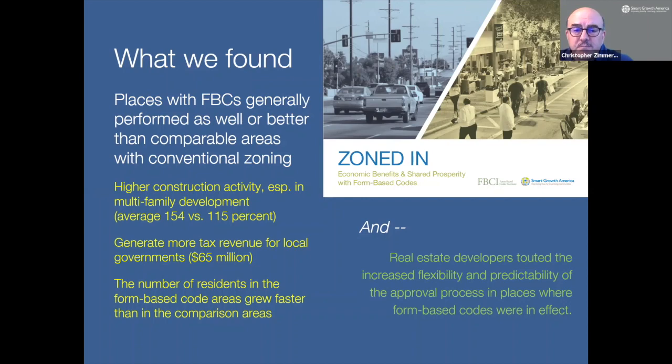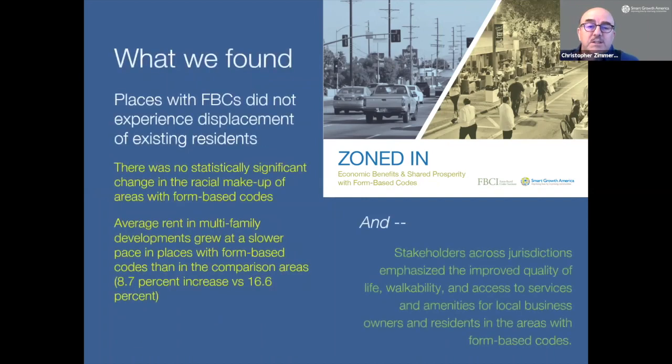So it seems that they were doing the things they were intended to do in terms of, at least in development terms. On the equity side, again, we had this question of, so what's the effect on existing residents? And what we found in these 4 cases was that there was no statistically significant change, in particular in the racial makeup of areas with form-based codes. The average rent in those places grew actually at a slower pace in the form-based codes area than in the comparison areas. And stakeholders across the jurisdictions indicated that they liked the quality of life improvements, the greater walkability, access to services, and those things that were coming as a result of the form-based code. Those are the general results. Again, you can see the details, the methodology, and the actual data if you look at the report itself.